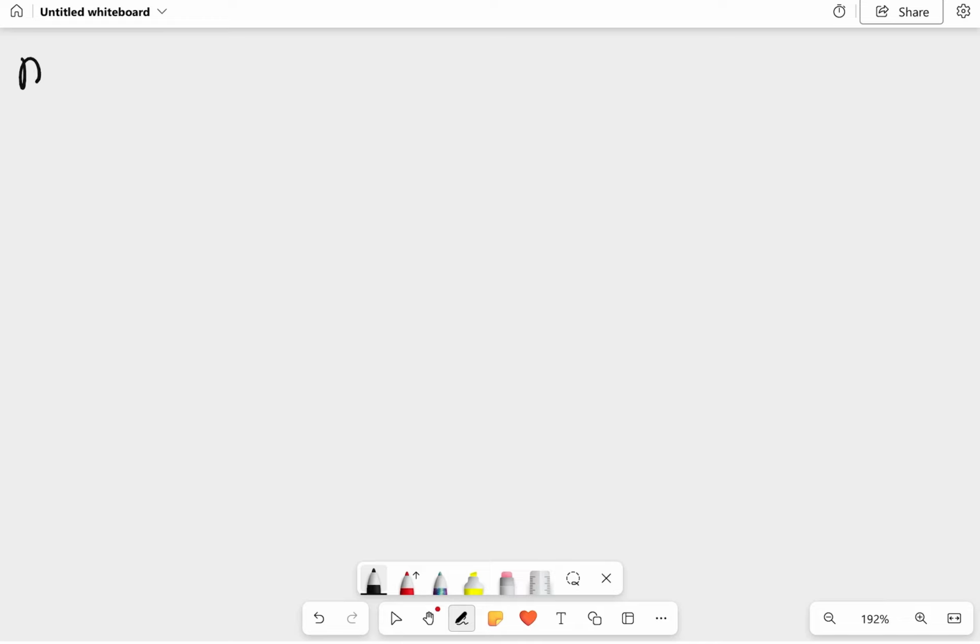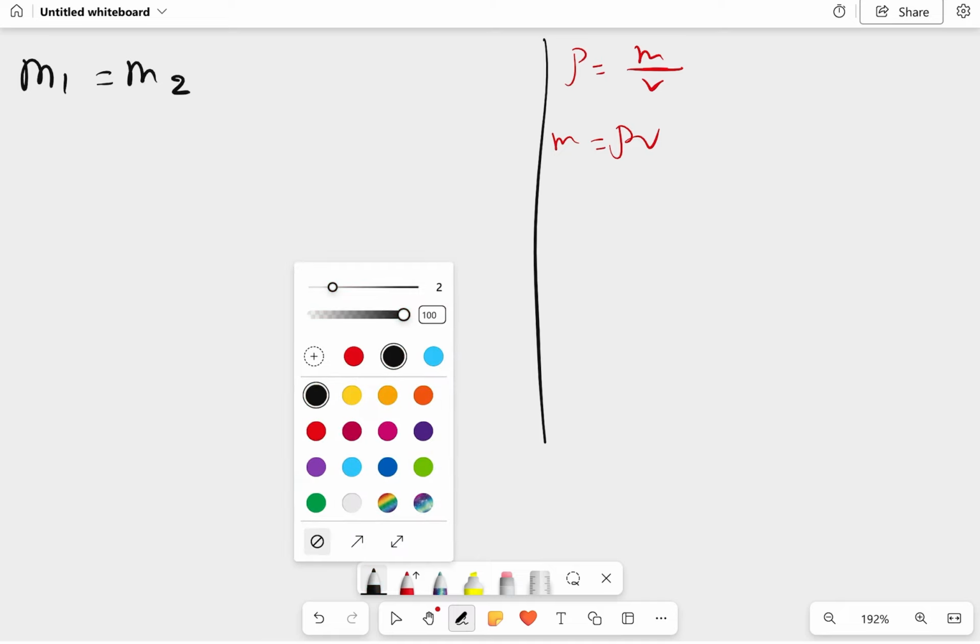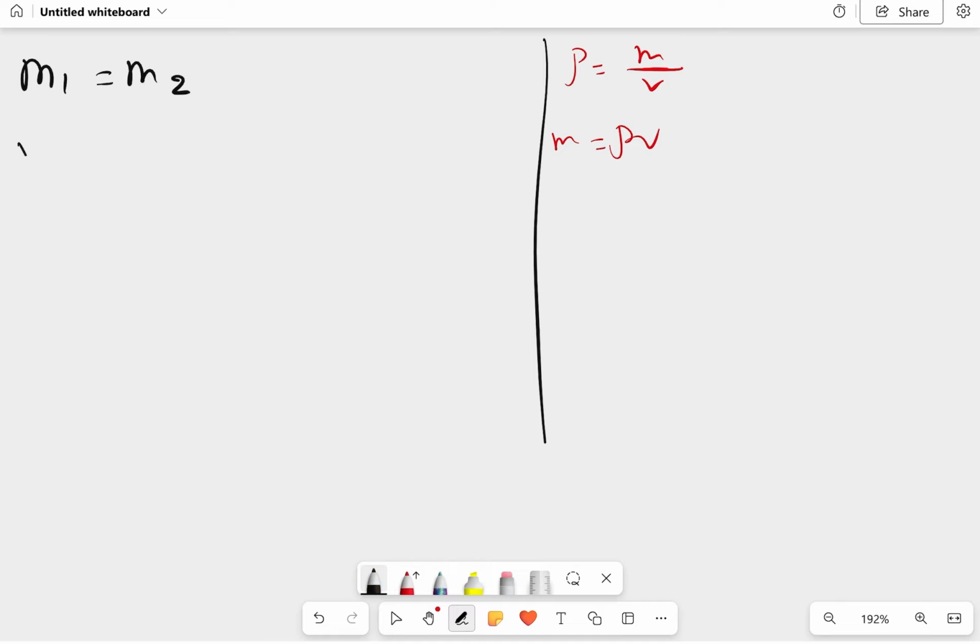Now look, we have M1, which is equal to M2. The mass that enters the system is equal to the mass that leaves the system. And you remember, guys, we said that density is equal to mass over volume. And to find mass, I'm going to say mass is equal to density multiplied by volume. I can write, instead of M1, density 1 multiplied by volume 1 is equal to density 2, sorry, this is the second part, and volume 2.